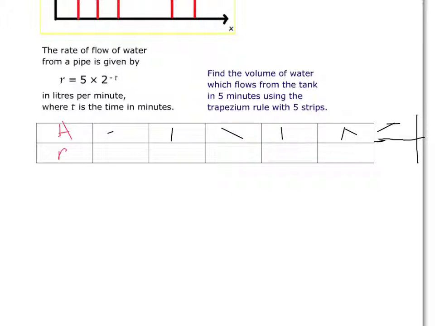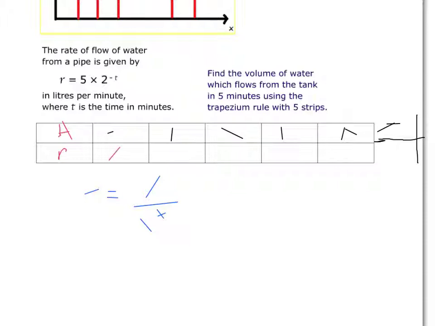Now, another thing you might want to do is change the equation from R equals 5 times 2 to the power of minus t. You should remember from Core 1 that 2 to the power of minus t is the same as 1 over 2 to the power of t. So our equation is actually R equals 5 over 2 to the power of t. You can use the equation in its current form. If you substitute all those values for t into our formula, you get the following values.